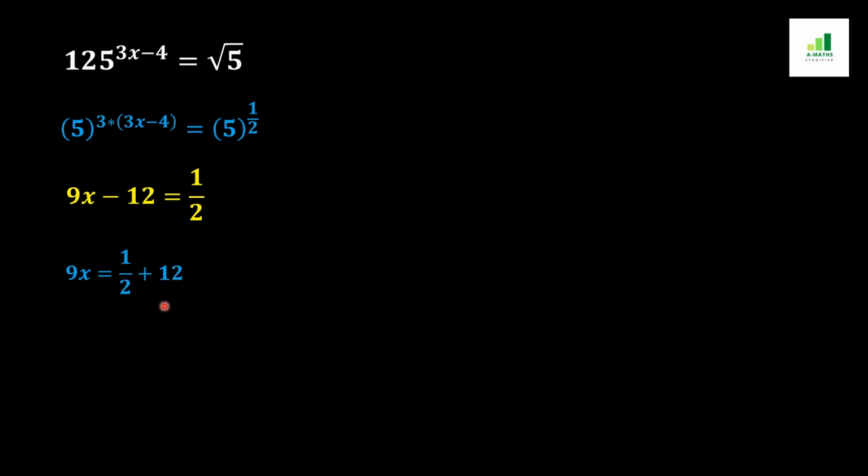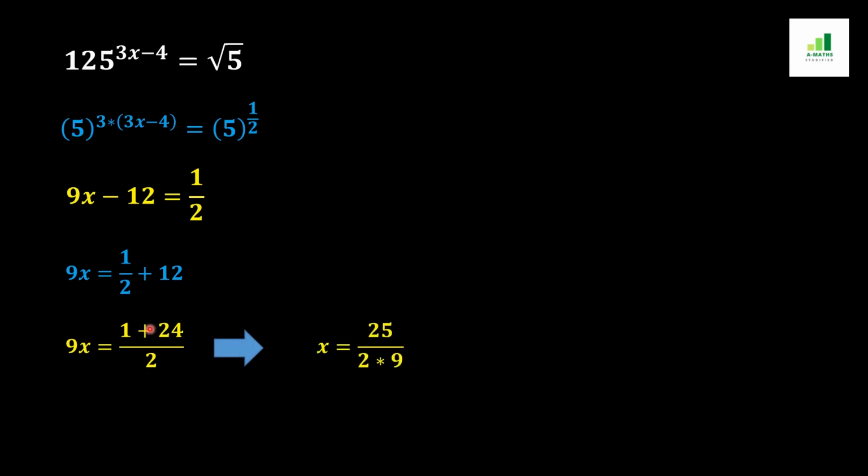And now in the next step we should make one fraction of both of these values. As a result we will get 1 plus 24 over 2, because this 2 will multiply with this 12, it will convert into 24, 1 will remain the same, and over 2 we will get in the denominator.